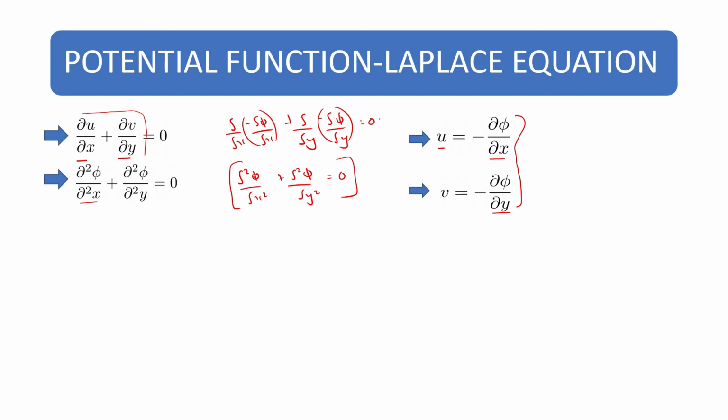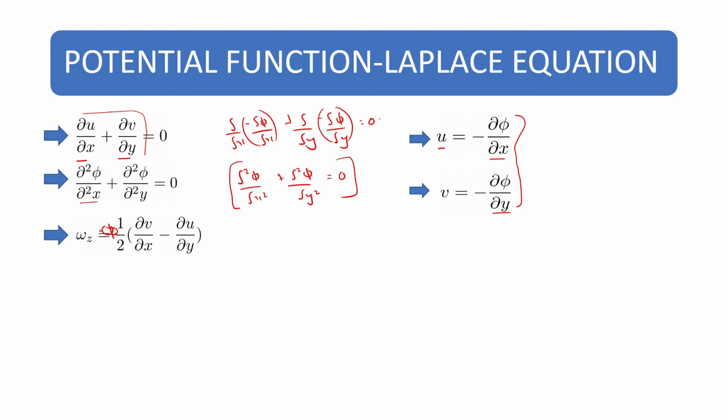So existence of phi does not mean it is a possible case of steady flow. Only if phi satisfies this Laplace equation, then only we can say that it is a possible case of steady fluid flow.